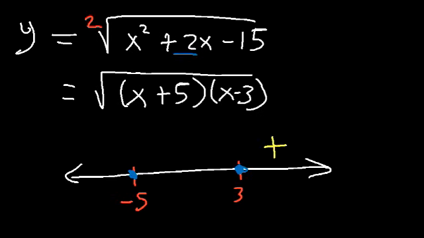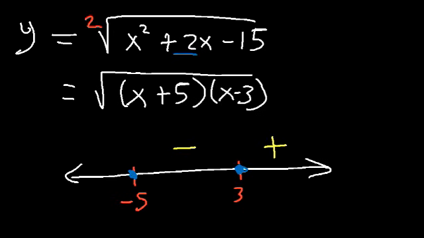Now, if we plug in a number between negative 5 and 3, is it going to be positive or negative? Let's try 0. 0 plus 5 is positive. 0 minus 3 is negative. A positive times a negative is a negative. Therefore, x cannot be between negative 5 and 3 because it's negative. We can't have any negative numbers inside a square root.